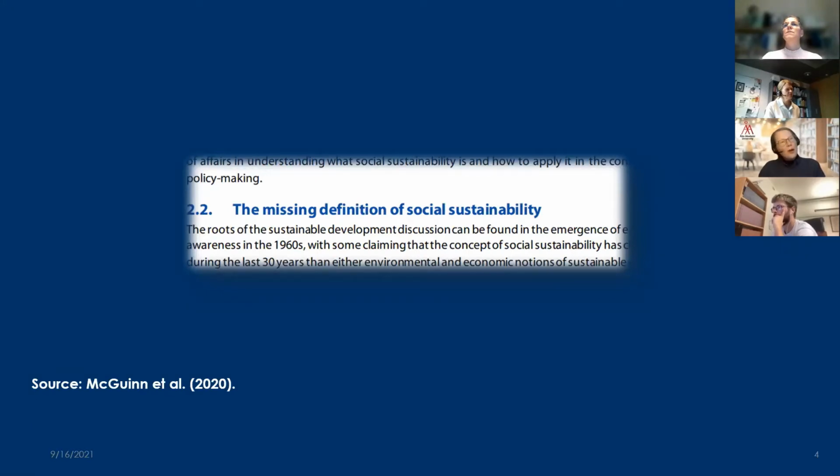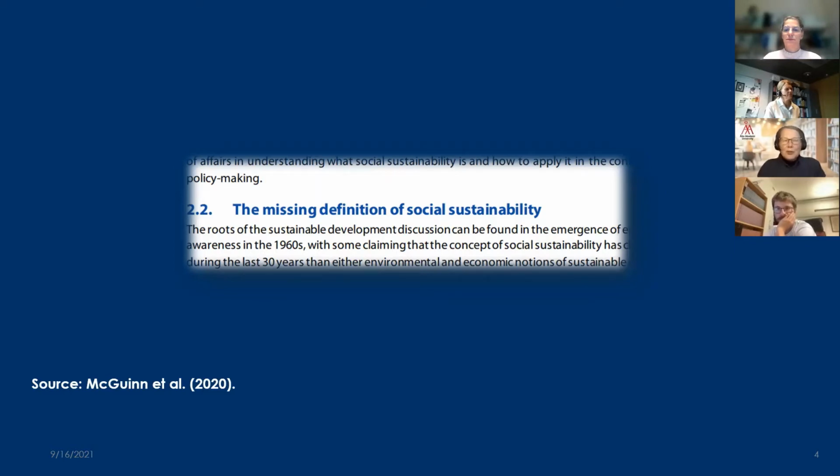Unfortunately, or perhaps fortunately for our discussion, there is no clear agreed upon definition of social sustainability. This snapshot is from a European Parliament Commission study or paper where quite in the beginning it is concluded that there is no definition of social sustainability that the authors would be able to give.